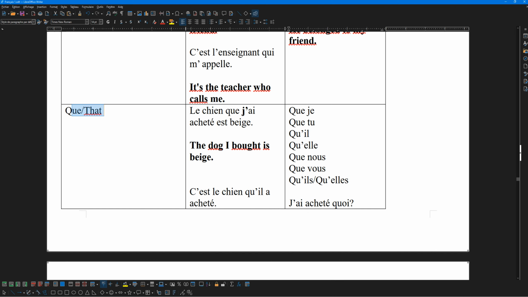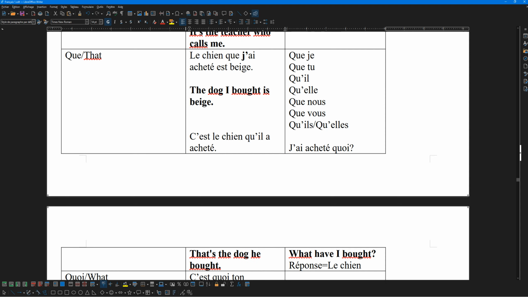Now que, that. The dog I bought is beige. Le chien que j'ai acheté est beige. So in this sentence, you'll put que. You already have je because it's not the dog that is doing the action of buying, it's me. So what I do is often I will try to find the complément direct. I ask myself the question, what have I bought? And the answer will be the dog. J'ai acheté quoi? J'ai acheté le chien.